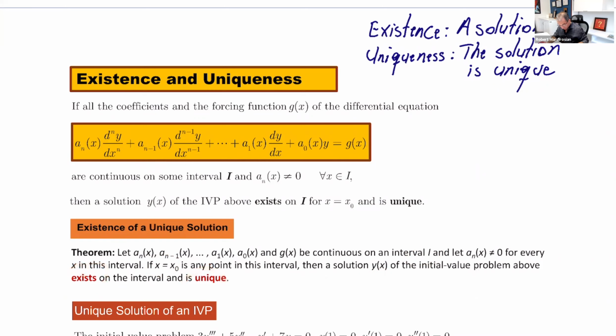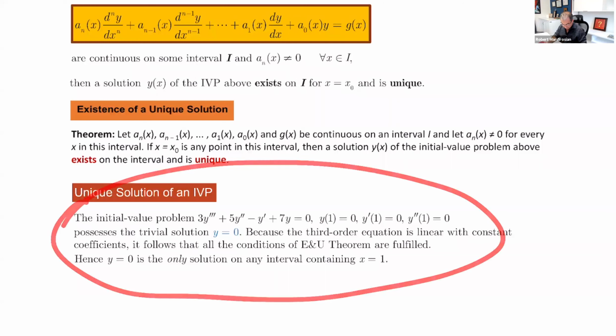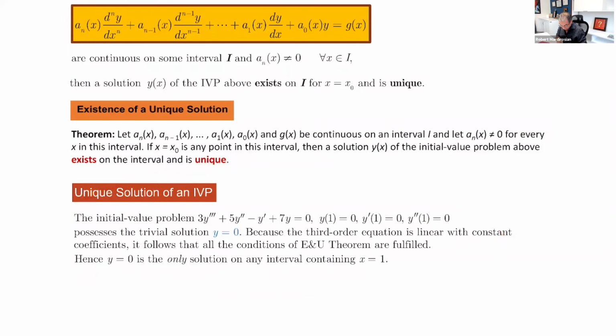That solution is unique. So you can double check this also, just for this specific third-degree differential equation. You are given the initial conditions, and this is a homogeneous one, and those two conditions are satisfied. These coefficients are linear constant coefficients actually, so they're all continuous. So y equals 0 is a unique solution, and it's called the trivial solution.